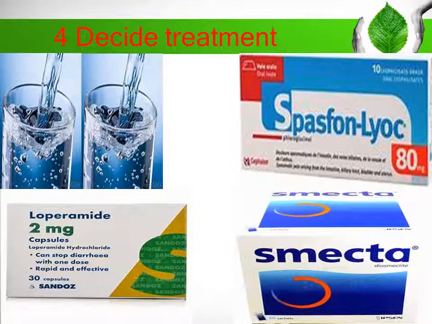Give the patient a painkiller, especially if he has abdominal pain, and you also have slow transit medicines like loperamide and diosmectide. For loperamide, 2 milligrams, the patient has to take 2 tablets, then 1 tablet before each diarrhea episode, and he must not take more than 8 tablets per day. The most important thing is that the patient has to stop taking loperamide when diarrhea disappears, because if he continues to take it, he risks constipation.